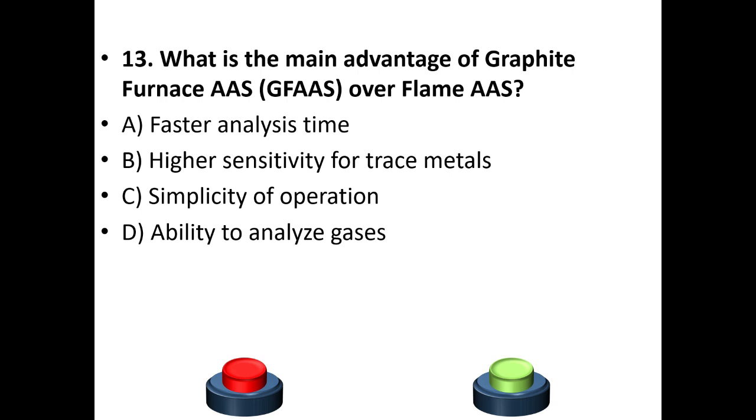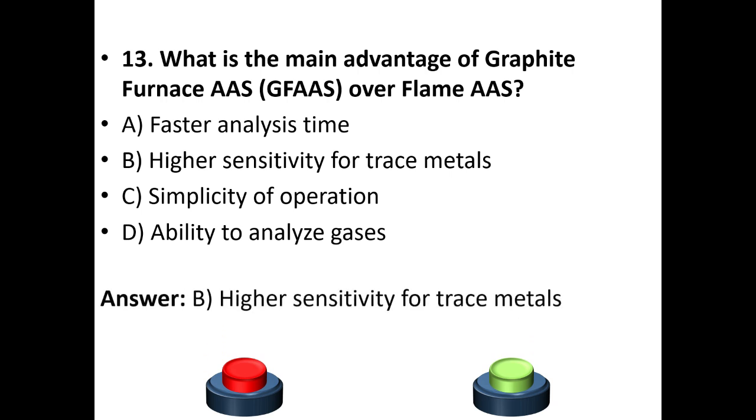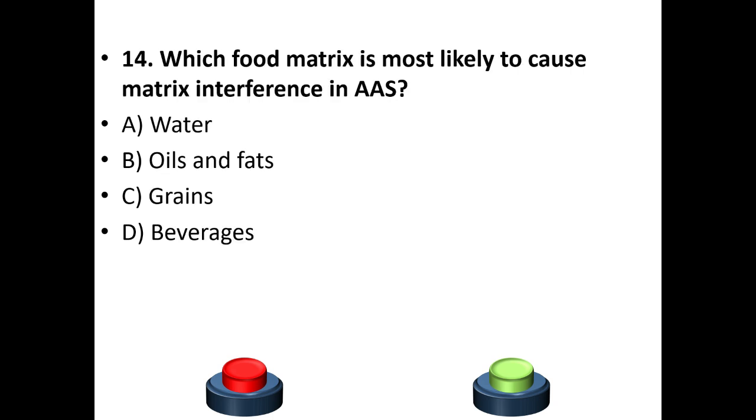13th question. What is the main advantage of graphite furnace AAS, GFAAS, over flame AAS? A. Faster analysis time. B. Higher sensitivity for trace metals. C. Simplicity of operation. D. Ability to analyze gases. Which is the answer? Your answer is option B. Higher sensitivity for trace metals.